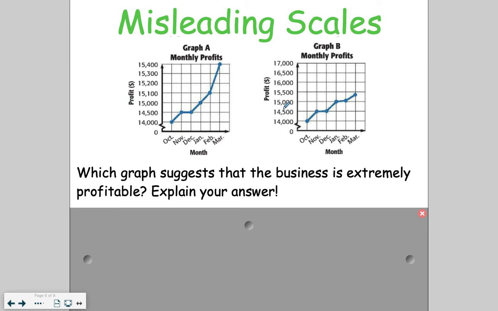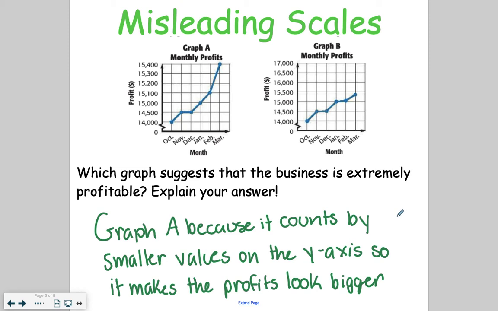Now looking at these 2 graphs, graph A and graph B, which graph suggests that the business is extremely profitable? Make sure you're explaining your answer here. So graph A makes it look more profitable because they're counting by smaller numbers. So it makes it look like their profits are going up higher even when both graphs actually show the same data. So you want to make sure you're always paying attention to the scales and the labels that graphs are using, so that you aren't misinterpreting the information that they are trying to portray to you.